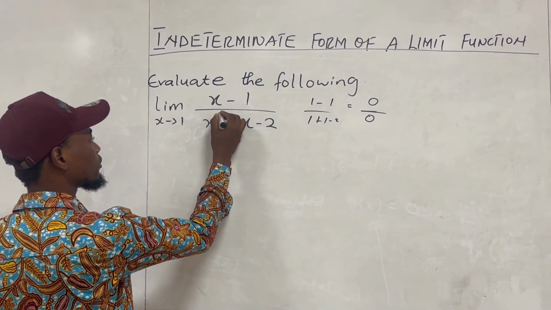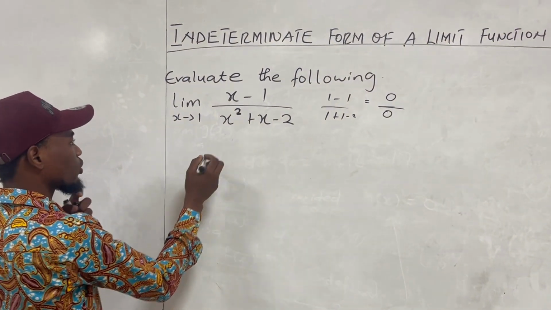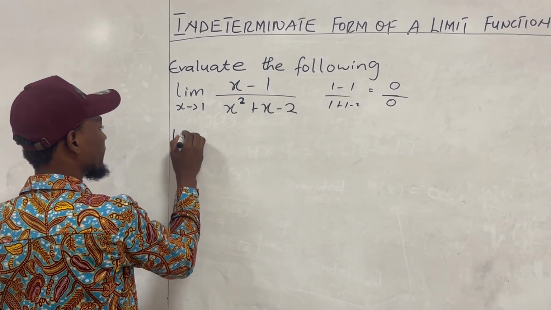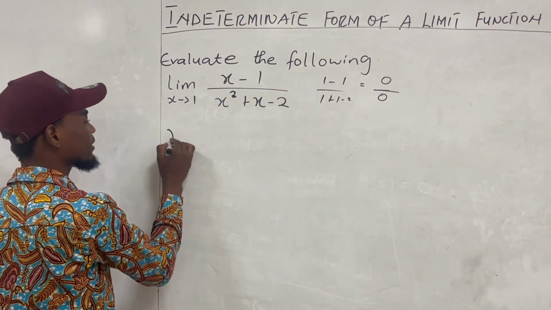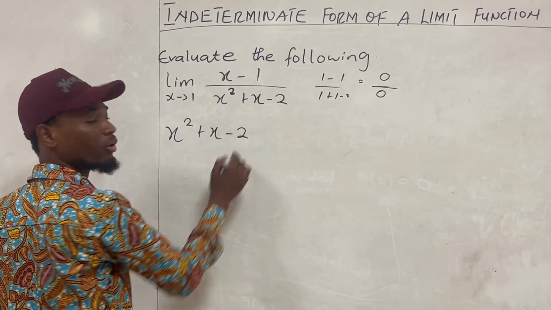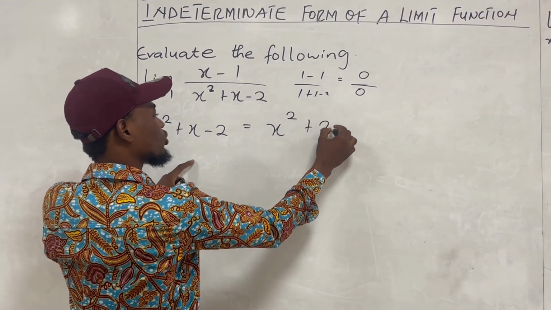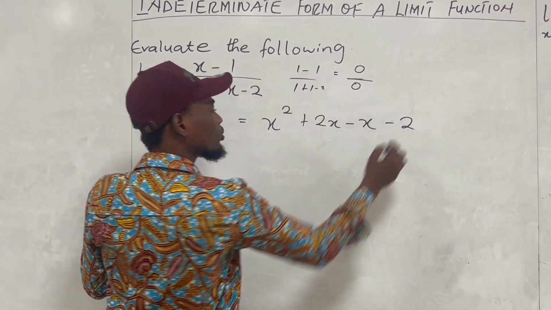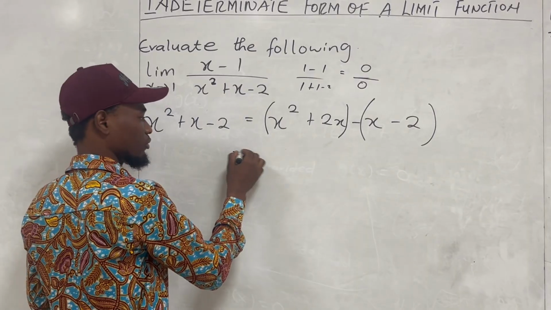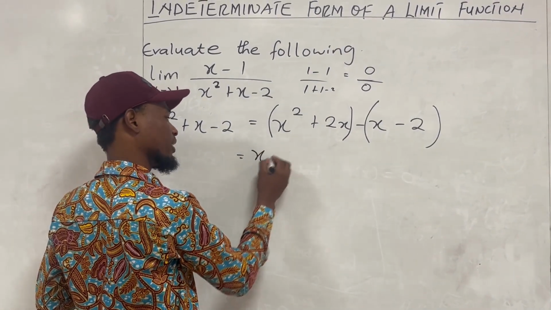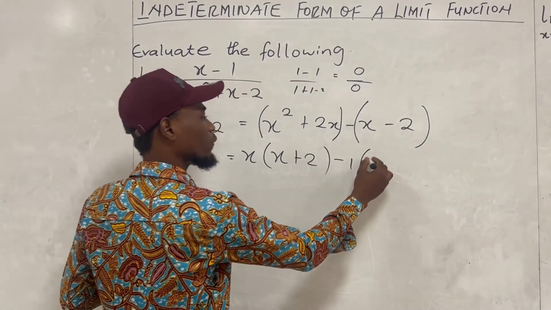So we can do justice to the denominator, right? So this is the same as, let me do it this way. I have x squared plus x minus 2, and this is the same as x squared plus 2x minus x minus 2, right? Then let's factorize. x is common, so I have x, (x plus 2), then minus 1, then (x plus 2).